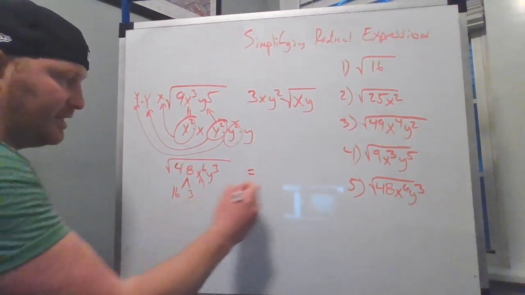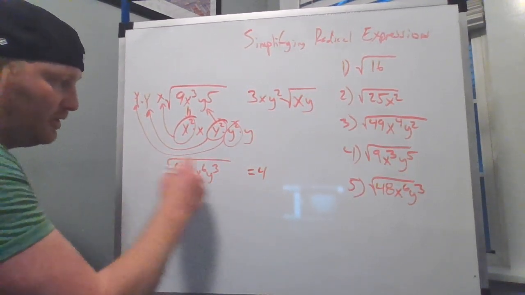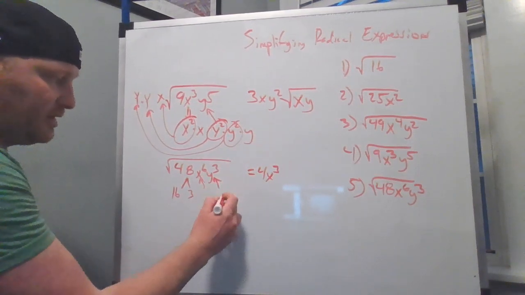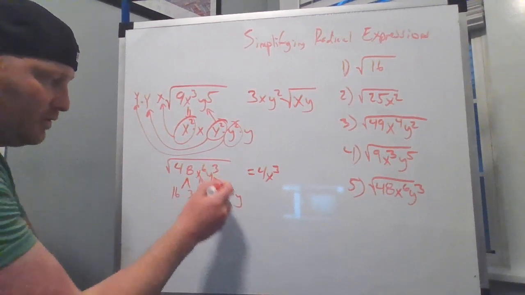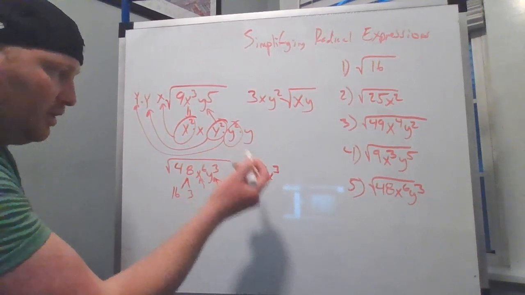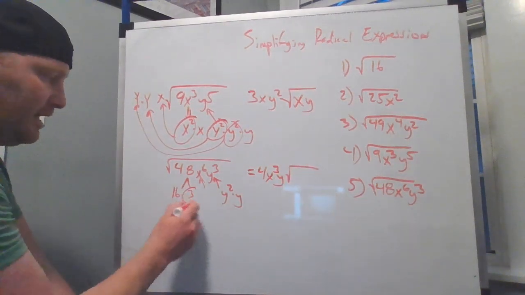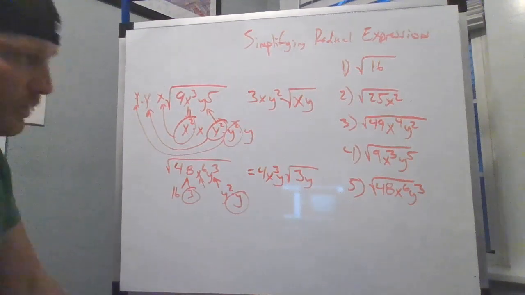So I know that 16 comes outside as a 4, this x to the 6, 6 divided by 2 is 3. And remember, if you want to draw this out every time, be my guest. I know this is y to the second times y. 2 plus 1 is 3. This y comes outside as a y. And we are left over with this guy and this guy. So this is just going to be 3y.